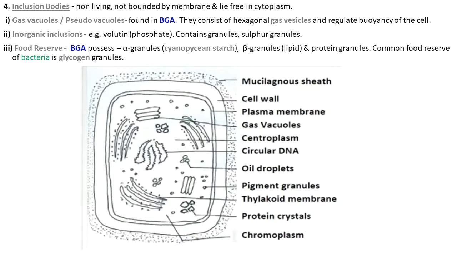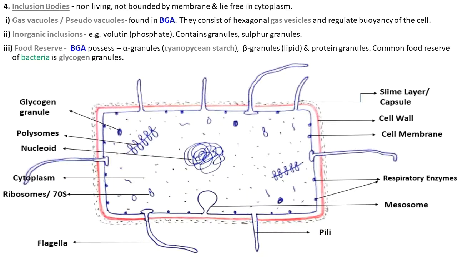But in the case of bacteria, the food reserve material is in the form of glycogen, or as you know, glycogen is the food reserve material of an animal cell. But typically, most of the bacteria have the food reserve material in the form of glycogen granules.